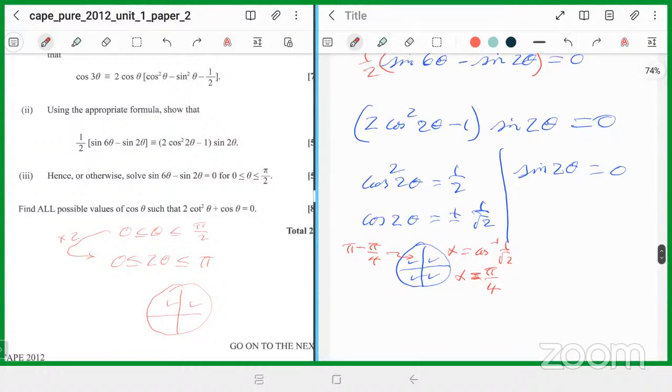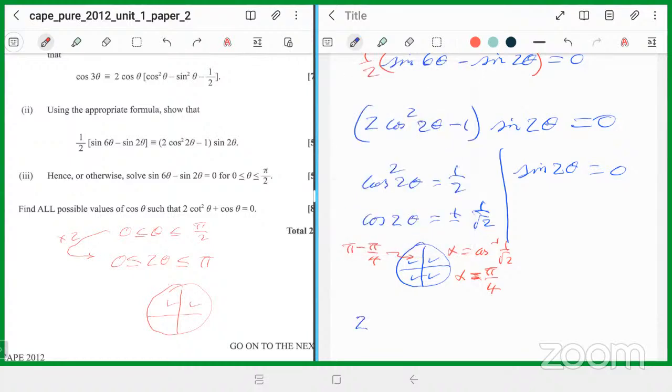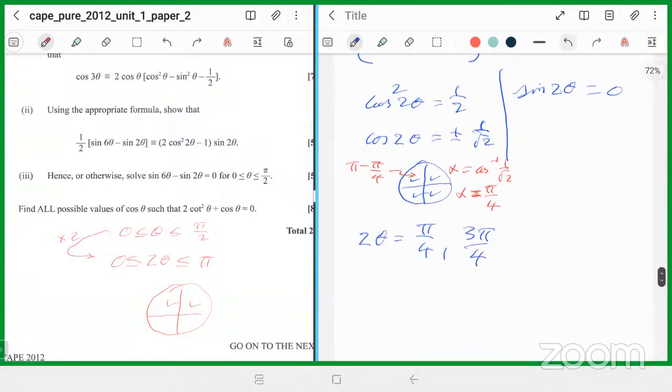So what it means then is that 2 theta is now equal to this value and this value. So the angle 2 theta is equal to pi by 4, and this pi minus pi by 4 actually becomes 3 pi by 4. Now if we divide by the 2, you get theta equals pi by 8 or 3 pi by 8. Those are the values that I get from this side.